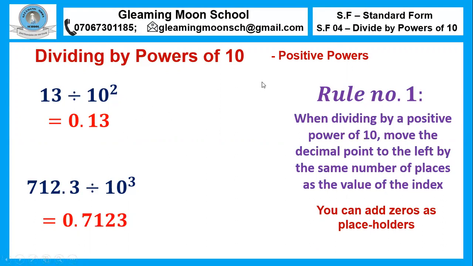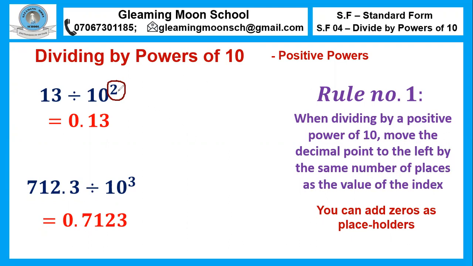So rather than doing all these illustrations that I've shown you and doing all the long divisions, but that part is important for you to actually understand the mathematics behind it. But the shortcut or the trick to that is what this rule has just said. Now look at this, 13 divided by 10 raised to the power of 2. What does the power say? The power says 2. And it says what? Move the decimal point to the left, okay, by the same number of places as the value of the index. Now remember, index is the same as power and it's also called the exponent.